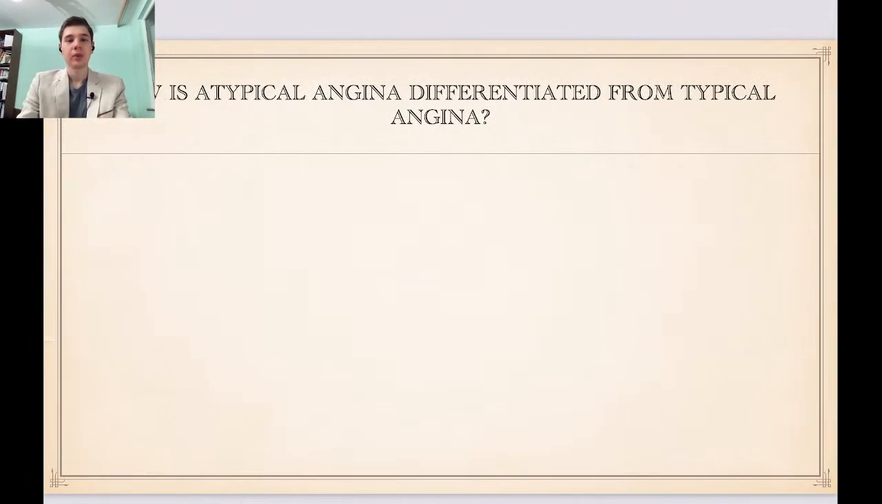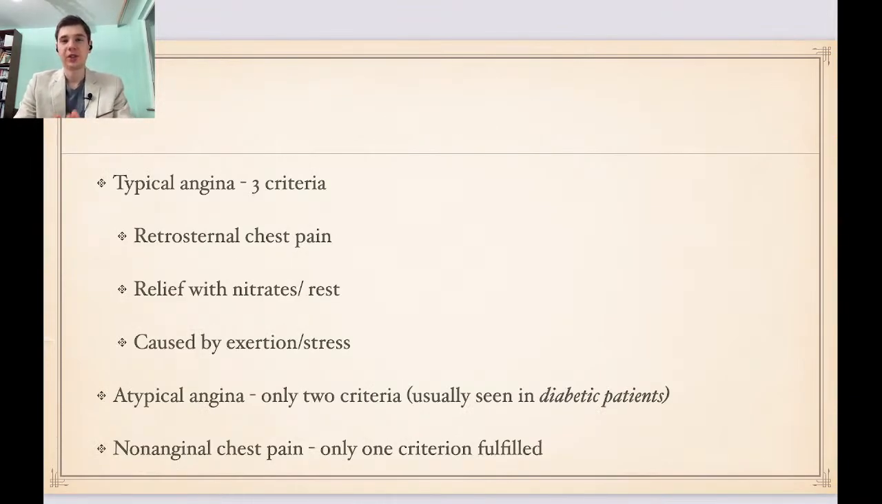Okay, so a typical angina has three key elements. Firstly, it is relieved with nitrates or with rest. Secondly, it is a retrosternal chest pain. And thirdly, it is caused by exertion or stress.